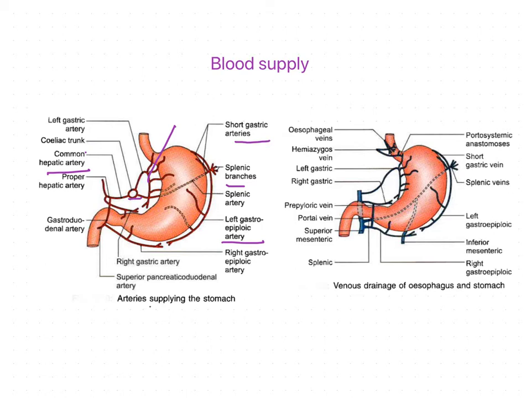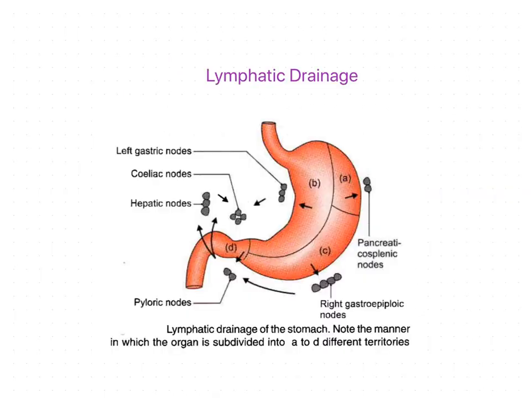If you see the venous drainage, the veins of the stomach drain into the portal, superior mesenteric and splenic veins. So the portal vein, superior mesenteric vein and splenic veins will drain the impure blood from the stomach. Now we will move on to the lymphatic drainage.